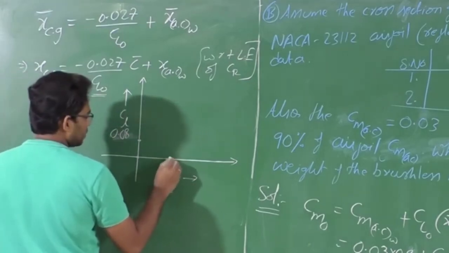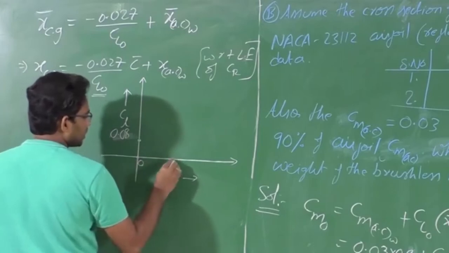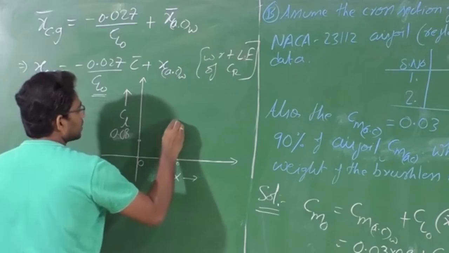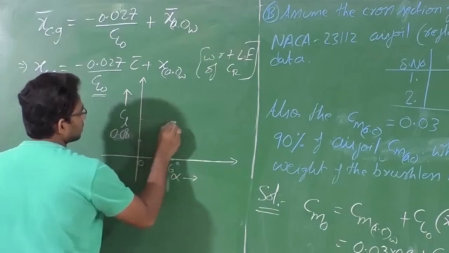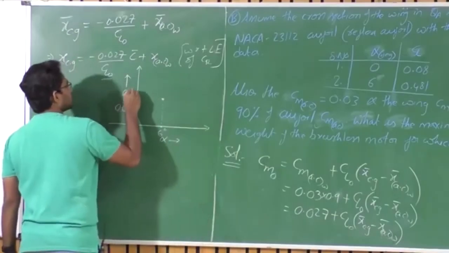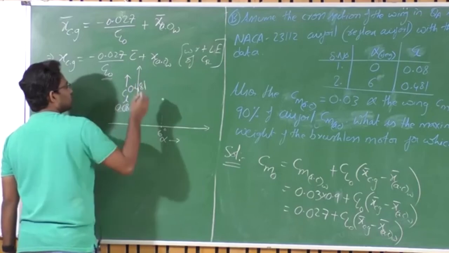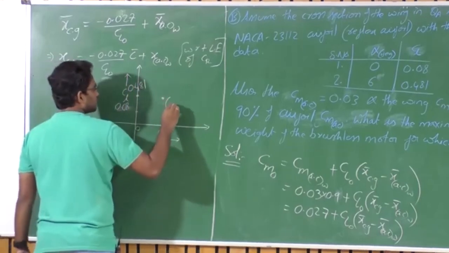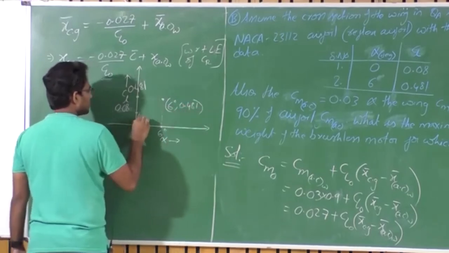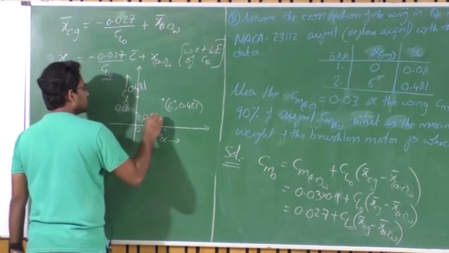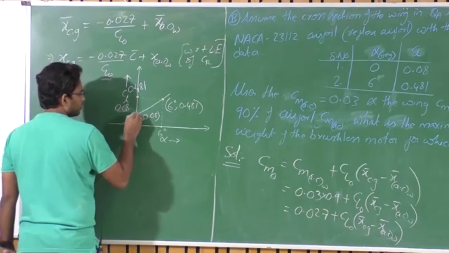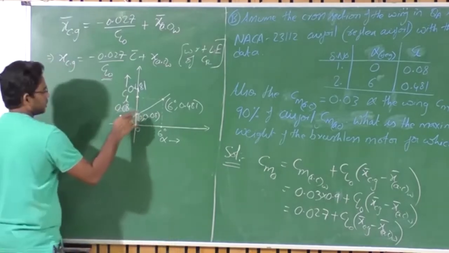And there is another point at 6 degrees angle of attack. So what I have is CL as how much? 0.481. So this particular coordinate corresponds to 6 degrees comma 0.481, and this coordinate corresponds to 0 comma 0.08. So say this is a linear regime. This is the linear regime that I am considering.